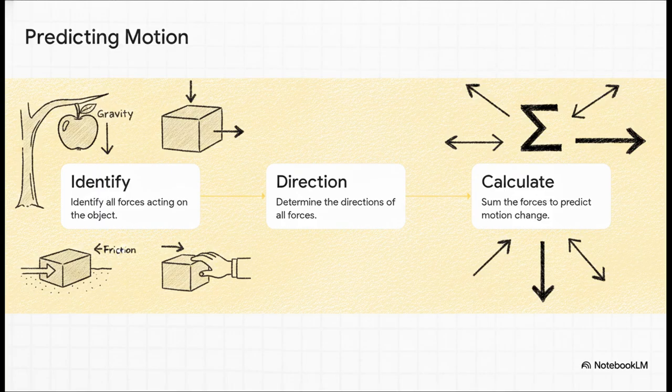Here is the step-by-step. Step 1. Identify all the forces acting on the object. Gravity pulling down, friction dragging against the floor, a physical push. You have to count every single one. Step 2. Determine their directions. Are they working together as a team or fighting against each other? And Step 3. Calculate the sum to predict the change in motion. Remember, an object's motion is always determined by the total cumulative sum of all the forces acting on it.